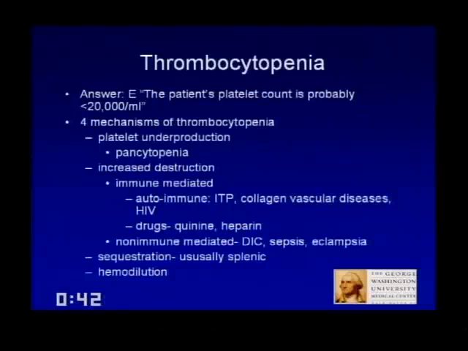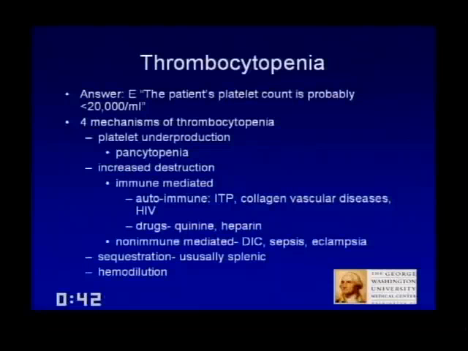Increased destruction. And there are 2 general causes of increased destruction. The immune-mediated, which is either autoimmune diseases such as ITP, collagen vascular diseases, or HIV, or drugs. And the 2 leading causes of immune-mediated thrombocytopenia are quinine and heparin. The non-immune-mediated causes of thrombocytopenia, and we'll be asking some questions about these later, include DIC, sepsis, and eclampsia.